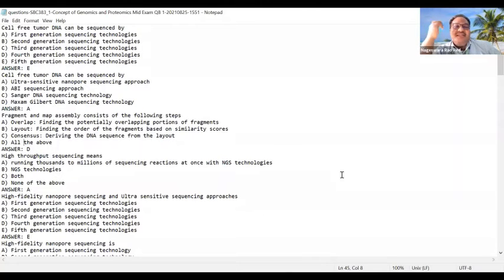Again the same question: cell-free tumor DNA can be sequenced by, in fifth generation, which method is used? It is nothing but the ultra-sensitive nanopore sequencing approach that is used to sequence cell-free tumor DNA. The other approach we also have is high fidelity DNA sequencing.